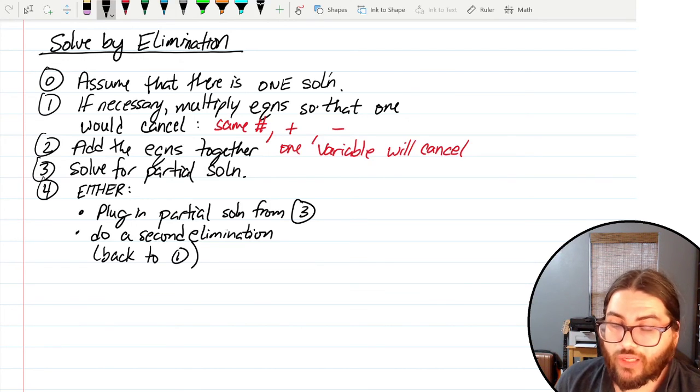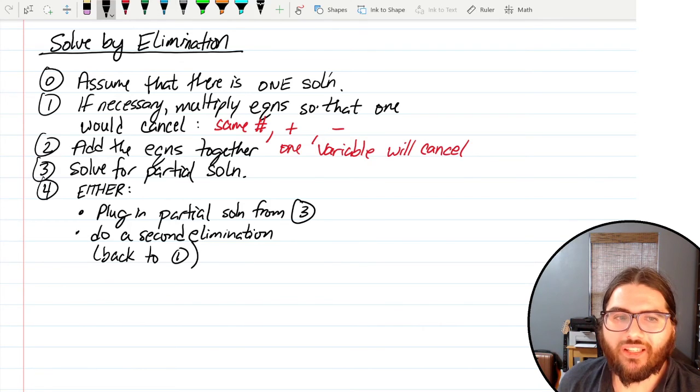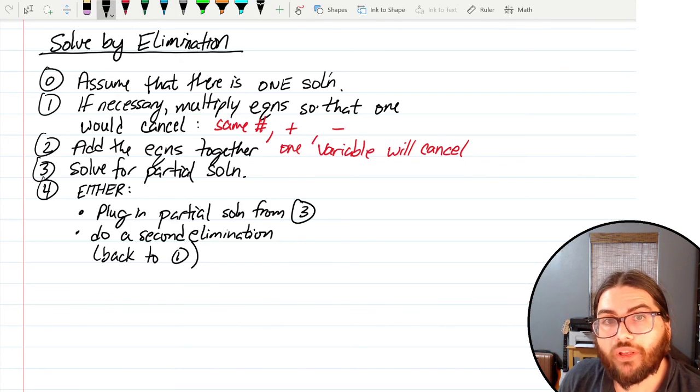Most of the time, you're just going to be plugging in because it's easy enough to plug it in. Every now and again, especially when you get a fraction for your partial solution, it will be easier to go back and do a second elimination. But whichever method works best for you, works best. Try it both ways. See which one you like.